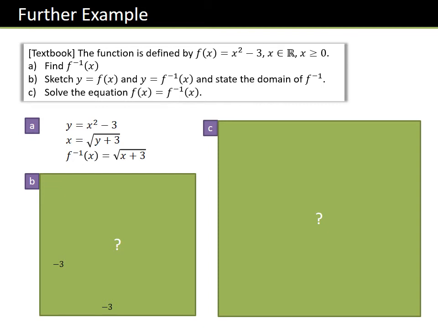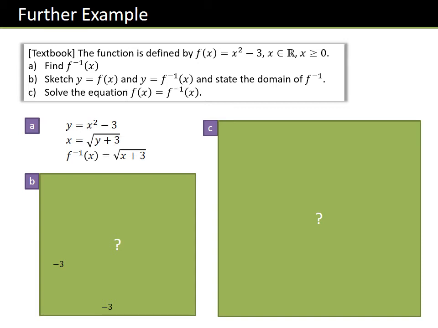Now then we've got: sketch y equals f of x and y equals the inverse of f of x, f to the minus 1 of x, and state the domain of the inverse. So when you come to sketching, I would pick the easiest functions to sketch. I would draw y equals x in, and then I would mirror it to see what it looks like. And you should know, both of these functions should be well known to you anyway.